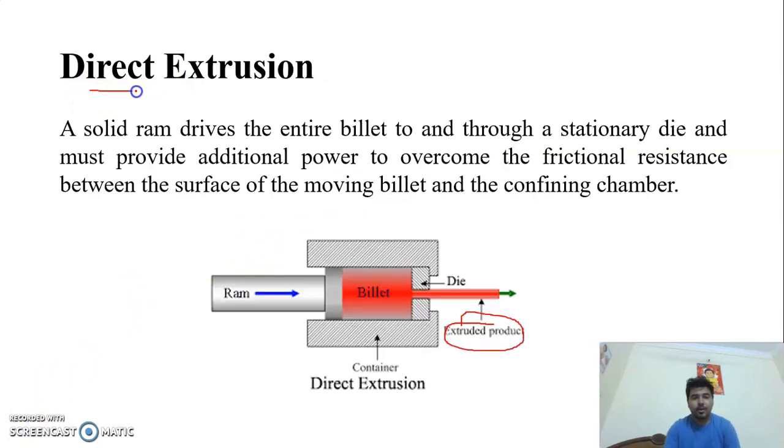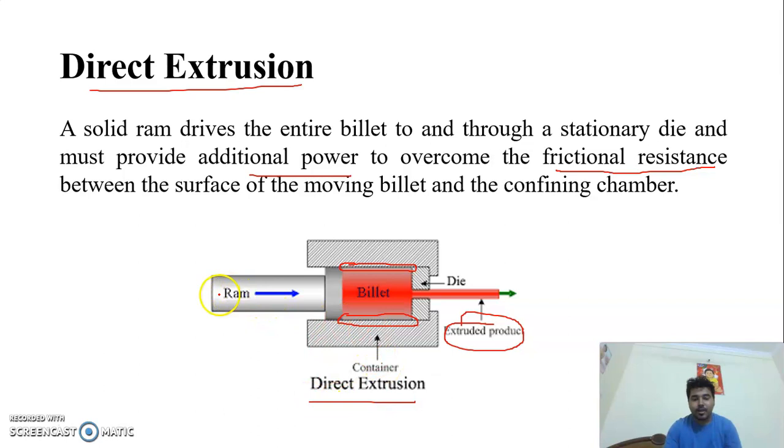Now, what is direct extrusion? A solid ram drives the entire billet to and through the stationary die and must provide the additional power to overcome the friction resistance between the surface of the moving billet and the confining chamber. In direct extrusion, there is direct contact of the billet and the chamber. So there is friction between the billet and the confining chamber. In direct extrusion, this is a problem.